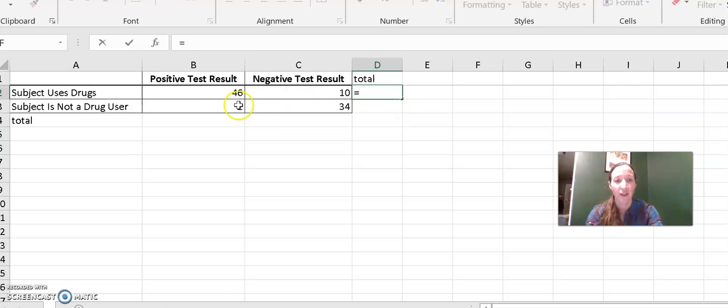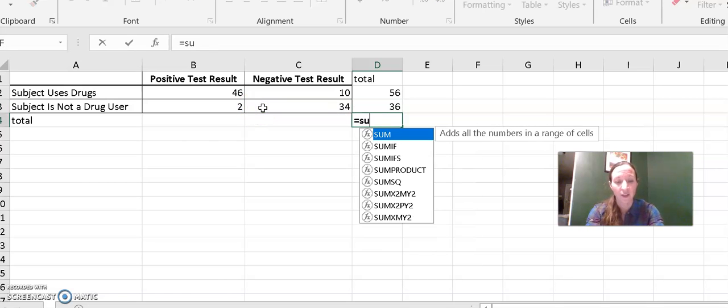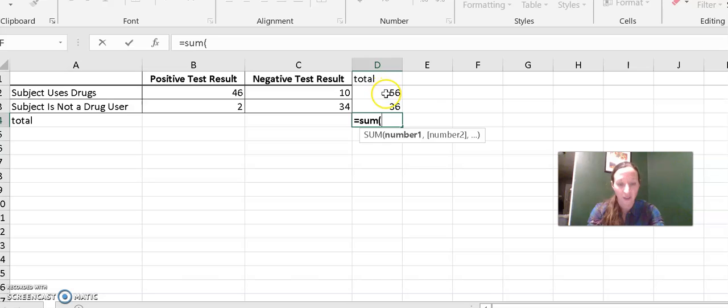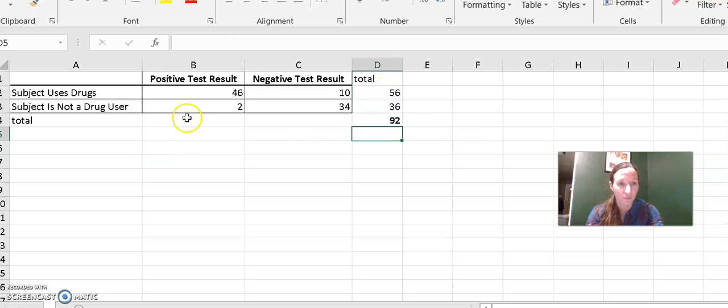So if I add 46 and 10, which are the two results for users, I get 56. And when I add the two results for non-users, whoops, I get 36. And when I add these two results, I should get 92.